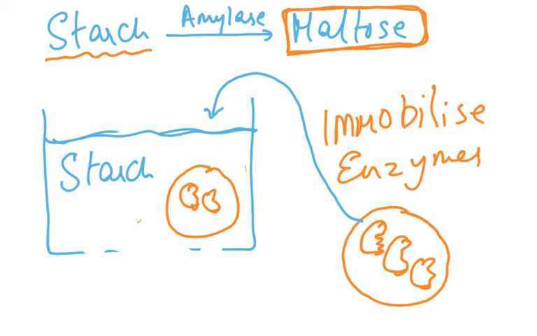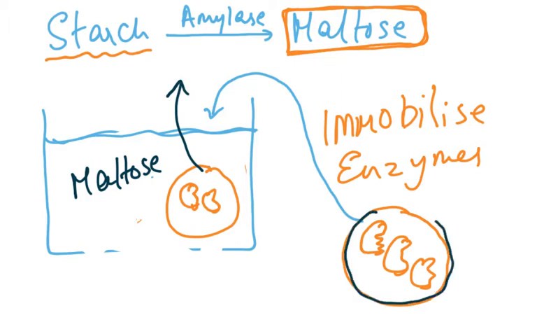And that would really solve the whole problem, because after some time the starch would be all finished, and we would have maltose here. Then we could just remove these little immobilized enzymes which we have stuck to some sort of balls, or even on the sides of this container, or on metallic sheets. So this is called immobilized enzymes.